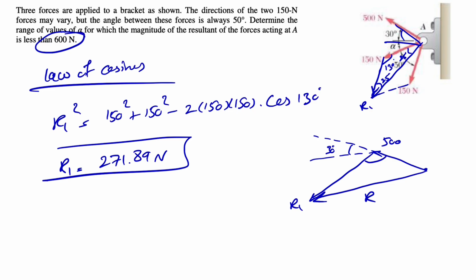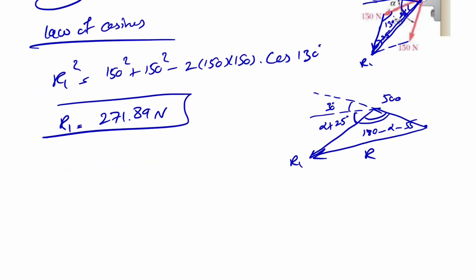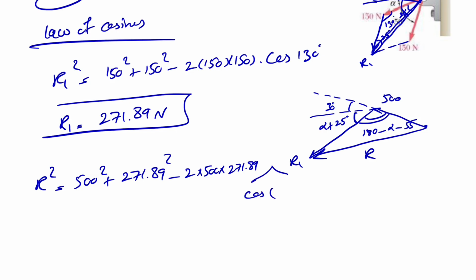So this angle, and also this angle here, would be the angle of horizontal and this, which is basically alpha plus 25 degrees. So now we can find this angle pretty easily. 180 minus alpha minus 30 plus 25, 55. So now we're good to go to do our law of cosines. R squared is equal to 500 squared plus R1, 271.89 squared, minus 2 times 500 times 271.89 times cosine of the angle 180 minus alpha minus 55, which is going to be 125 minus alpha.